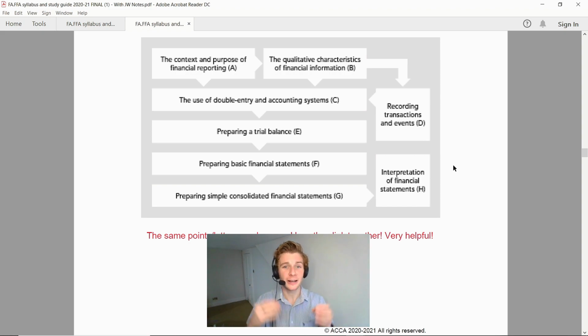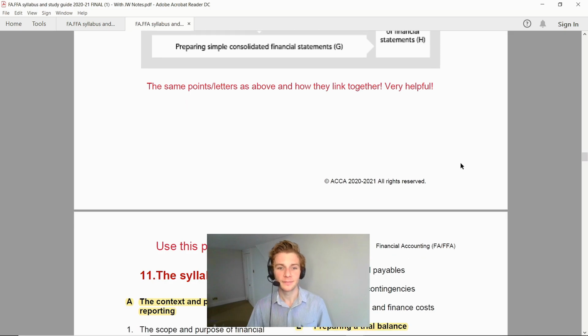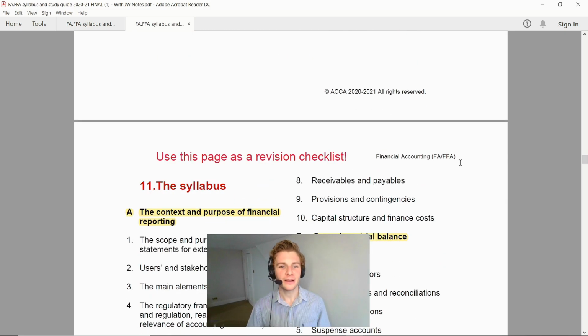So, a really nice diagram. You can actually start to picture why am I studying this? How does it relate to the actual real world out there? And if I was to set up my own business, how could I apply this? If you start to get into that mindset, you're going to digest that information even better. So it's the same letters, the same points as above, but this really helpfully shows us how it all links in together. But let's go down now.